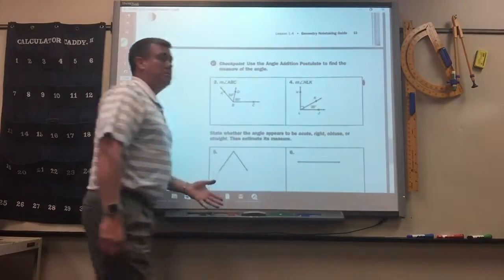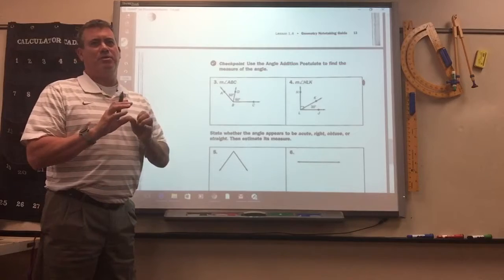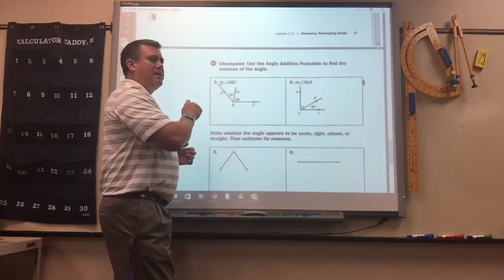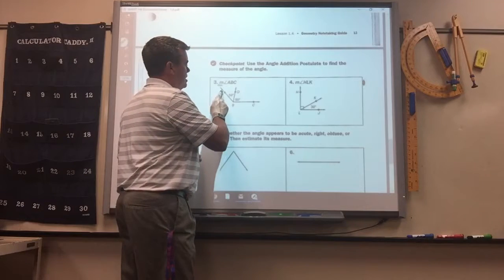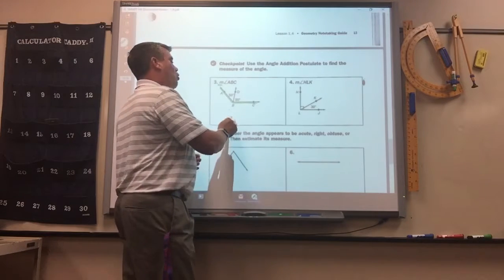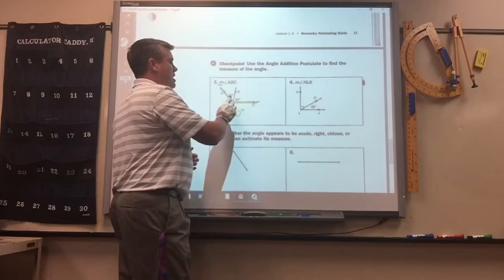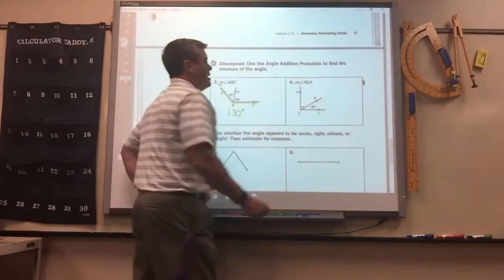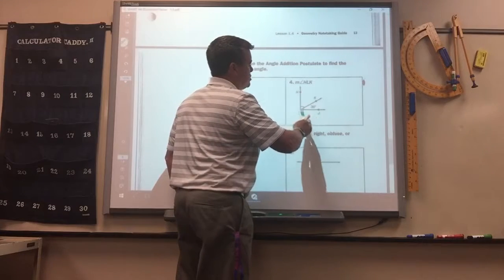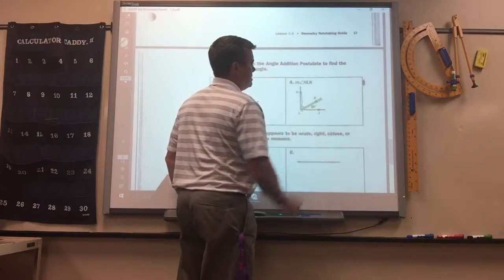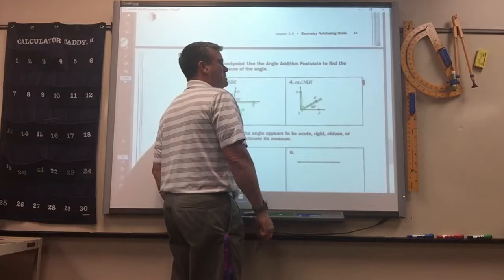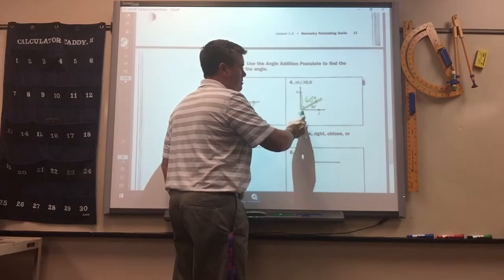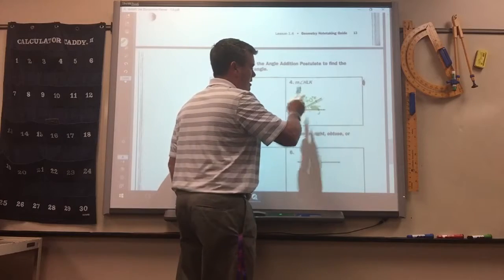So these are just like those easy segment ones yesterday. Find the measure, remember that's what the M means, find the actual measure of angle ABC. 130. If that's 50 and that's 80, then it adds up to 130. Measure of angle HLK. 60. Because it shows you that's a 90 there, so 90, take away the 30, leaves you with 60.